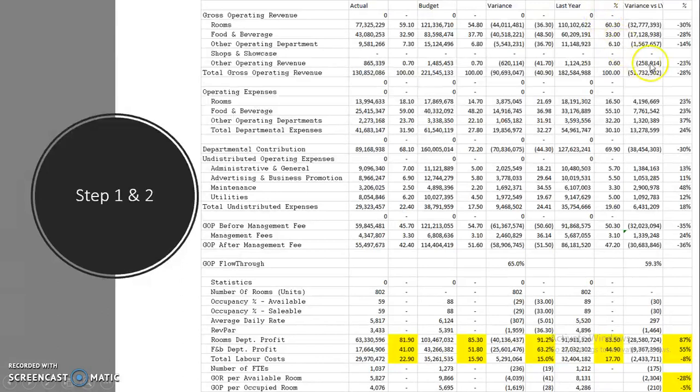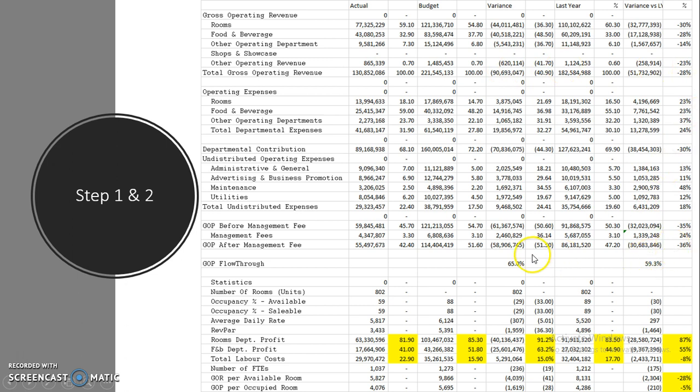We need to focus on revenue. Why is it 28% lower than last year? After that, we will look into the expenses as well, because the expenses are not dropping in the same proportion as the revenue. That is causing the GOP to drop even more than the revenue drop. The GOP flow through here, we have calculated it. The standard P&L may not have this available, so you need to calculate this by dividing the variance of profit by the variance of revenue.